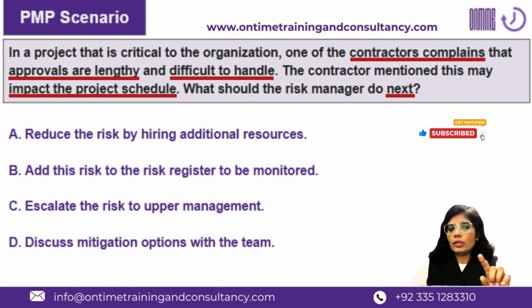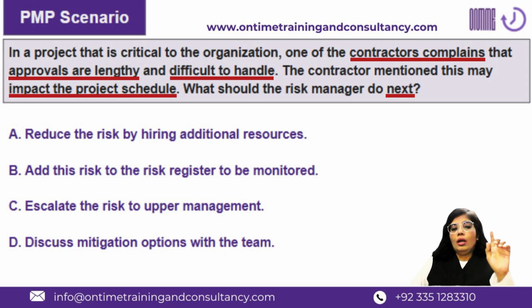Option A, reduce the risk by hiring additional resource. Option B, add the risk to the risk register to be monitored. Option C, escalate the risk to the upper management. And option D, discuss mitigation options with them. One by one. Option A, reduce the risk by hiring additional resource.